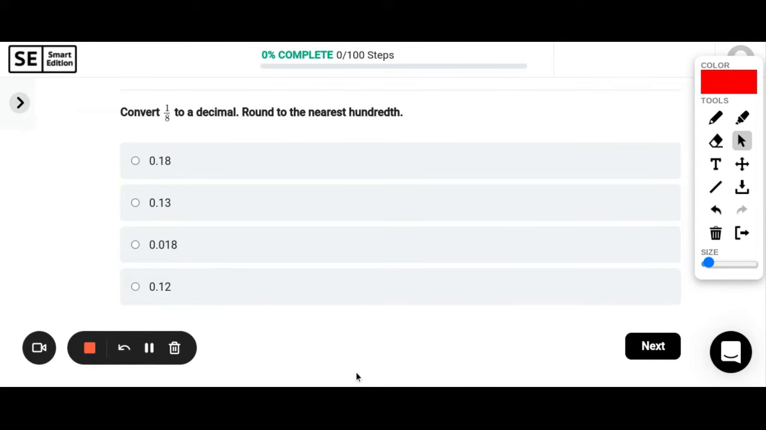So for this question, we are going to convert 1/8 to a decimal and round to the nearest hundredth. So the quickest way to go from a fraction to a decimal is to think about a fraction as a division problem. So 1/8 just means 1 divided by 8. Okay, and if I plug that right into my calculator, 1 divided by 8 will give me 0.125.